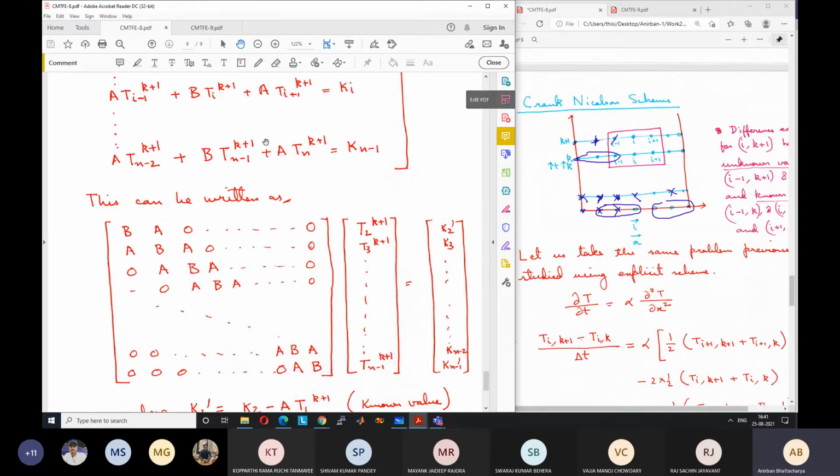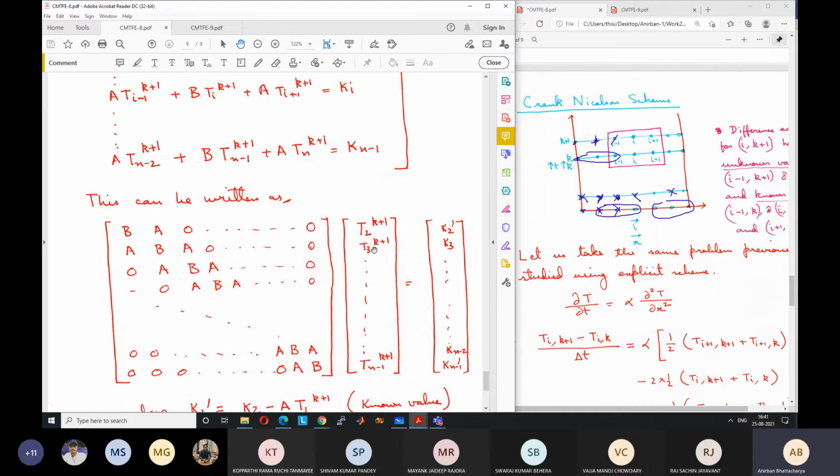So for any of these schemes, Crank-Nicolson or any other implicit scheme, you should be able to derive a similar set of equations. And ultimately, all these equations will be of the same form. You will have a matrix of this form, the unknown variables in a vector form, and known values in another vector form. The main advantage of this formulation is that once you have written it in this form, you can use the same solver to solve these equations.